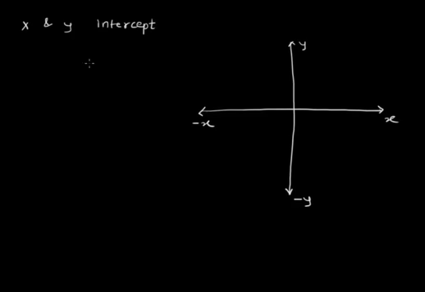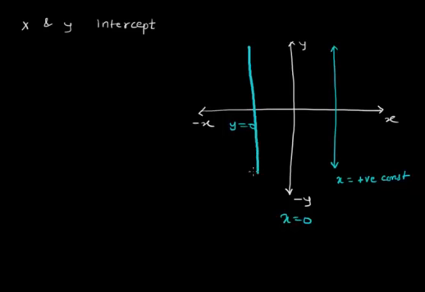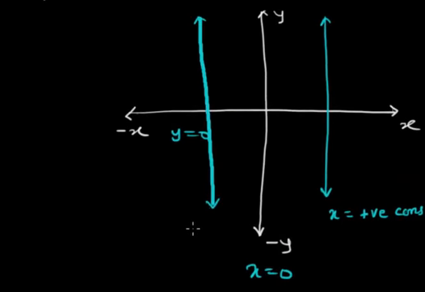Now, as we already know what horizontal and vertical lines are, we are going to find the x and y intercept. We already know that the equation for the x-axis is y equals 0 and the equation for the y-axis is x equals 0. Any line which is parallel to the y-axis is given as x equals a positive constant, and towards this side it is given as x equals a negative constant.